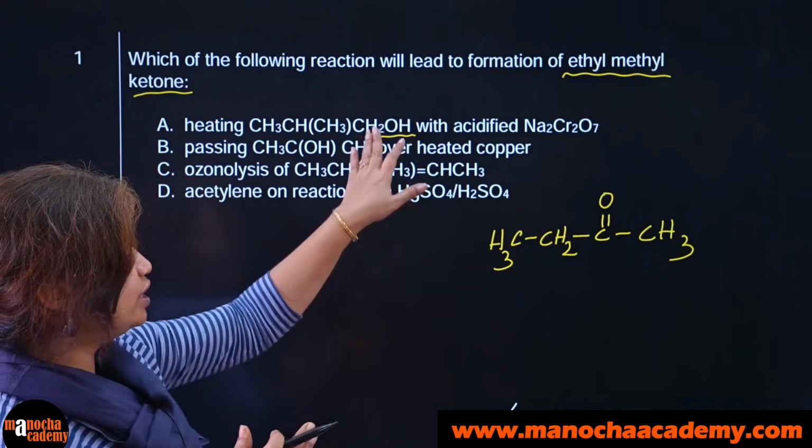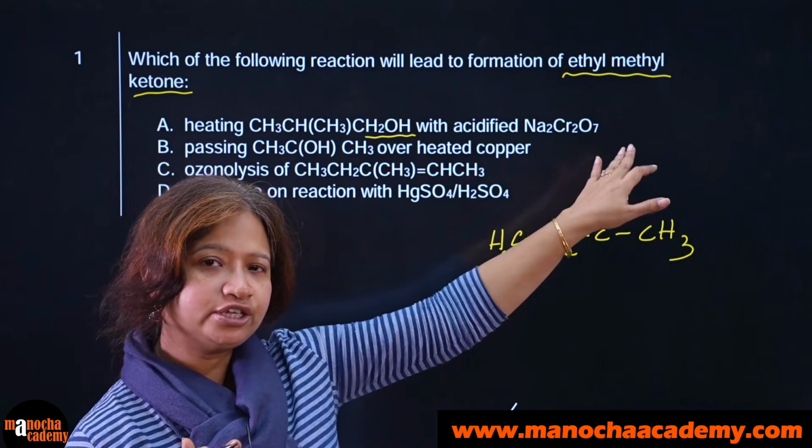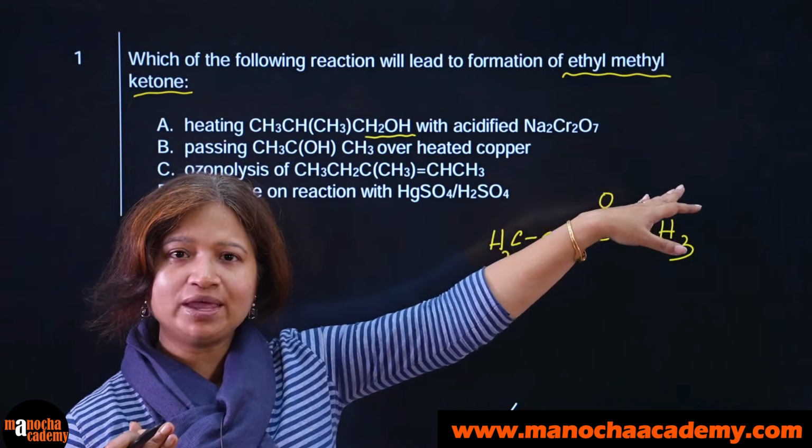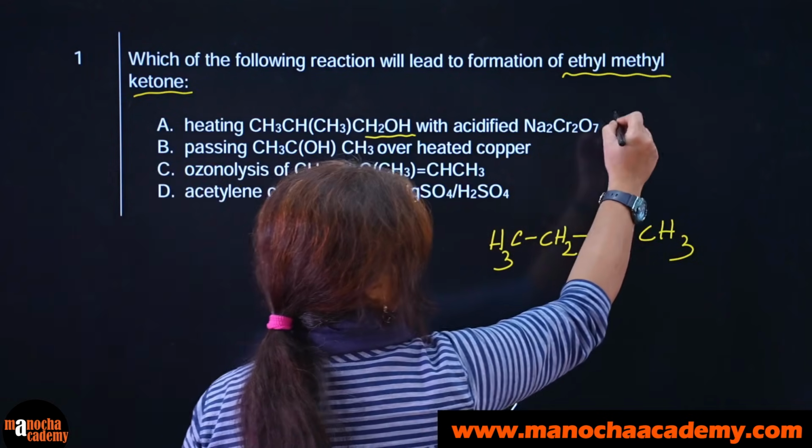So first thing we know, it can't be a primary alcohol, because a primary alcohol will not give us a ketone on oxidation with acidified potassium or sodium dichromate. It will give us the corresponding carboxylic acid. So in that case, this is wrong.